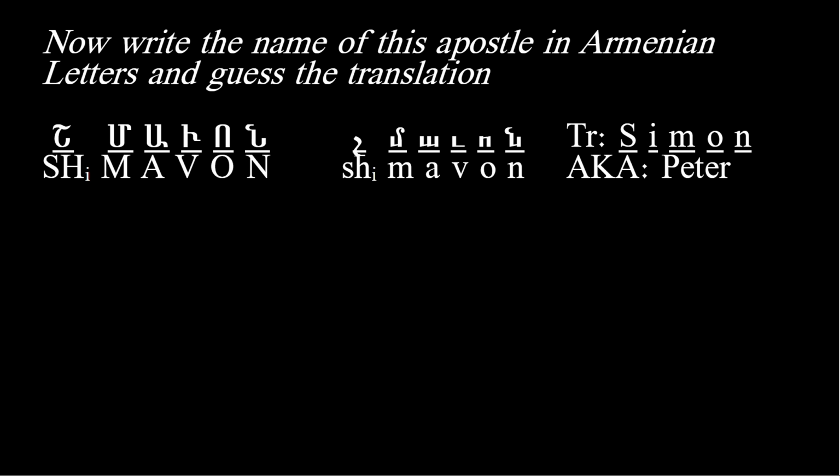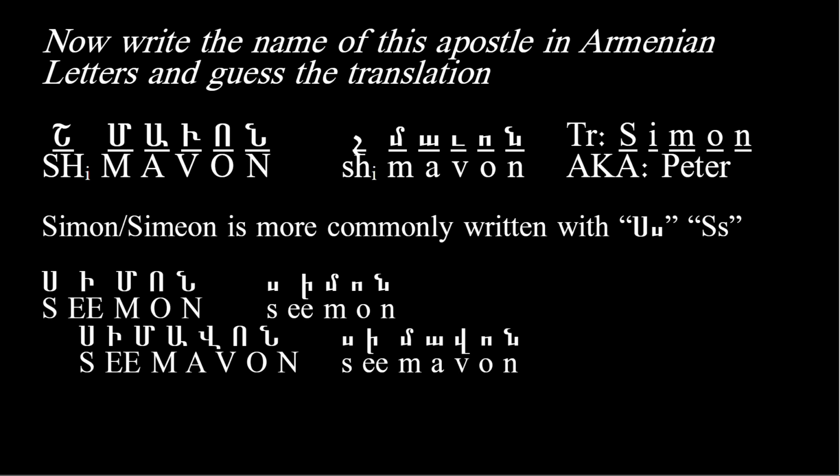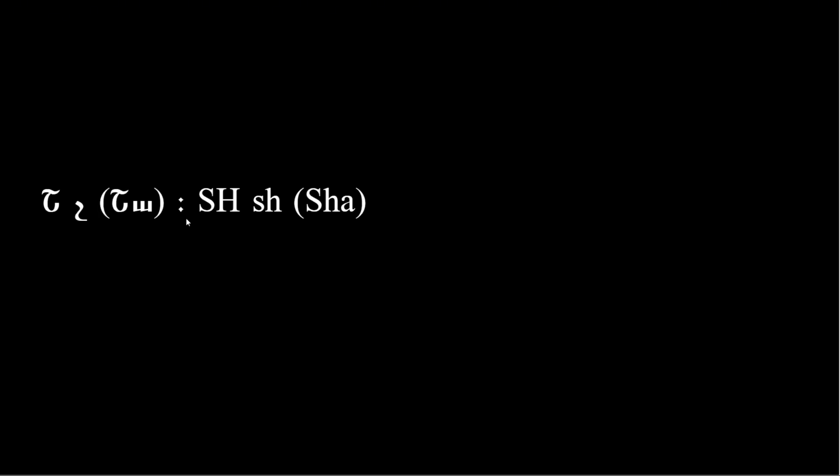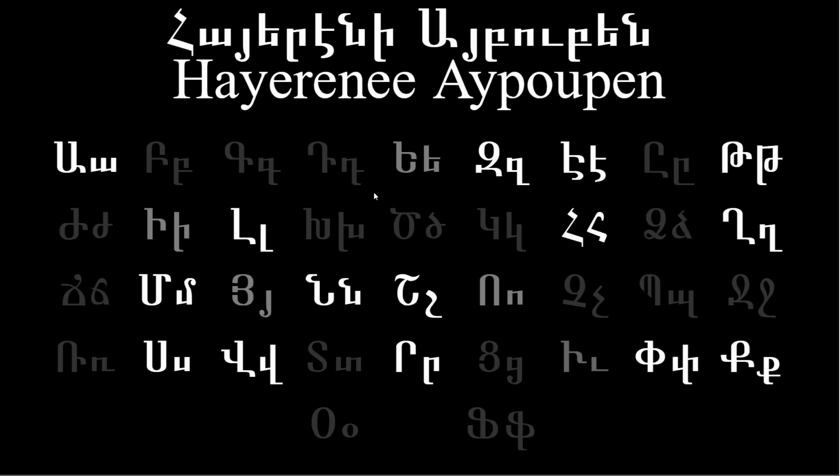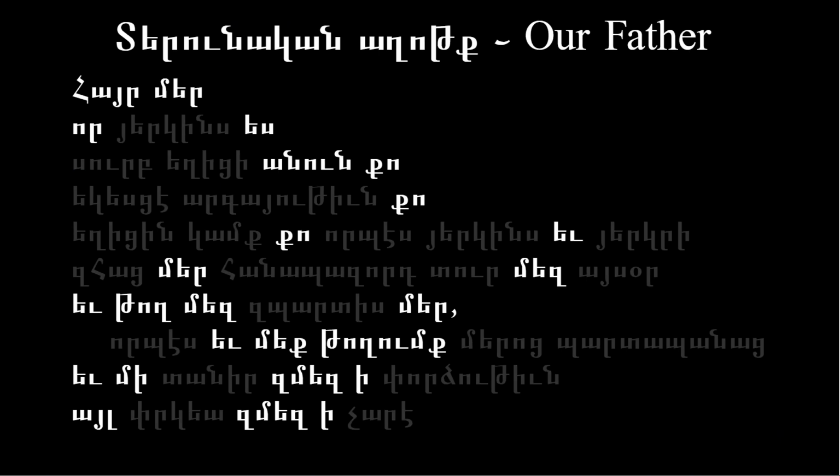Hopefully guessing the translation wasn't too tricky. Even though in Armenian, Shemavon, which translates to Simon, the more common way of writing this name is actually Simon, with the letter Se, as opposed to Shah. Or we also have Simavon. So this letter is the letter Shah, which gives a sh sound. So these are the letters that we have learned, and now let us proceed to the Our Father prayer.